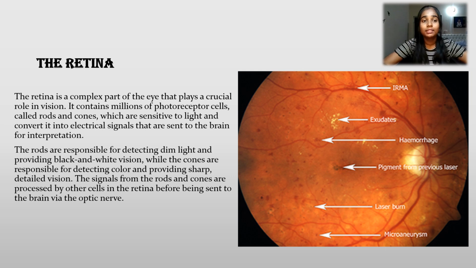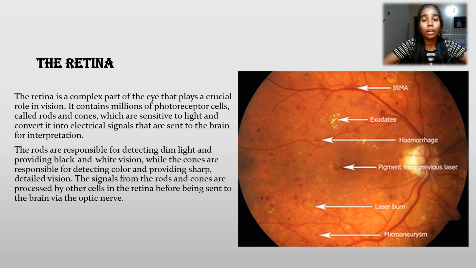The retina. The retina is a complex part of the eye that plays a crucial role in vision. It contains millions of photoreceptor cells called rods and cones, which are sensitive to light and convert it into electrical signals that are sent to the brain for interpretation. The rods are responsible for detecting dim light and providing black and white vision, while the cones are responsible for detecting colors and providing sharp, detailed vision.